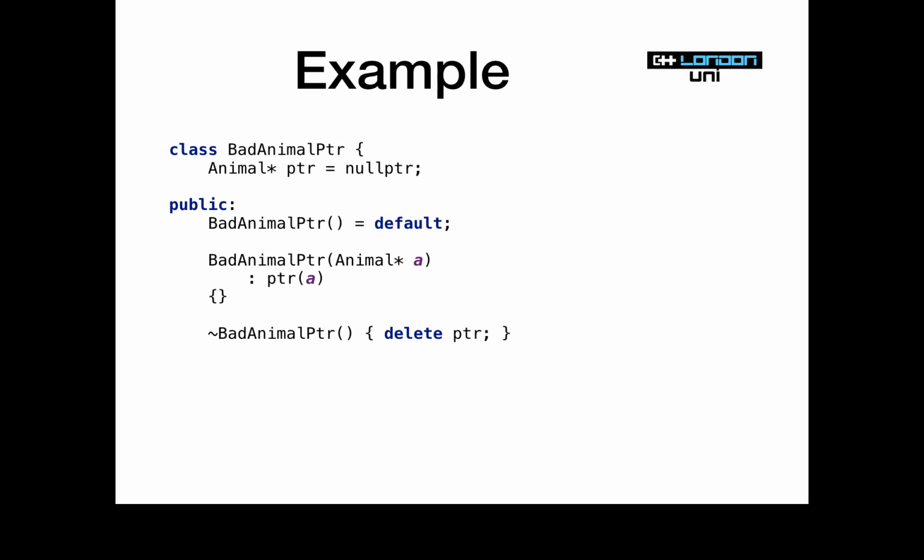But if we use a second constructor and we set ptr equal to a value, then we're going to attempt to delete the object at that memory address.